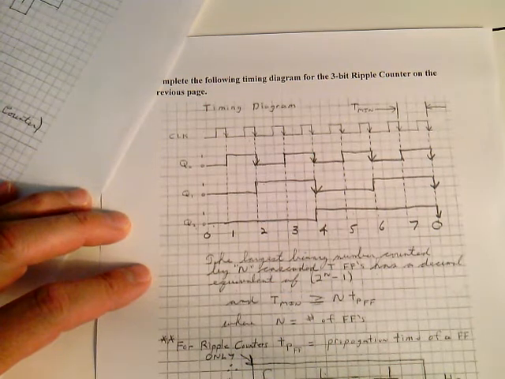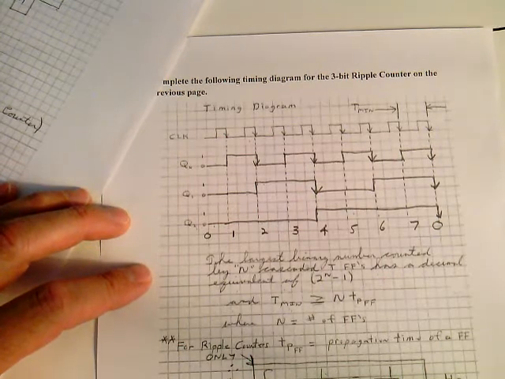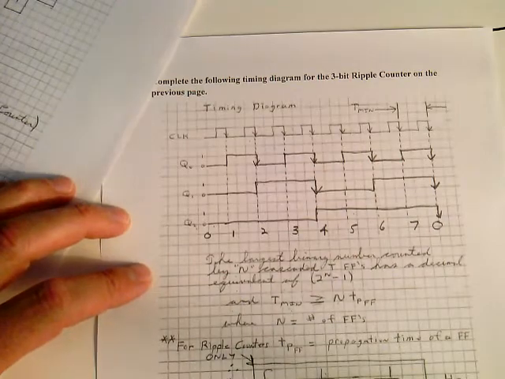So ripple counters are relatively slow counters. We're going to talk about synchronous counters coming up in a lecture or two. Synchronous counters are pretty fast because the clock goes to every single flip-flop. In ripple counters, the clock only goes to the least significant bit, and the outputs become the clock of the next one. Now, why is this the case?